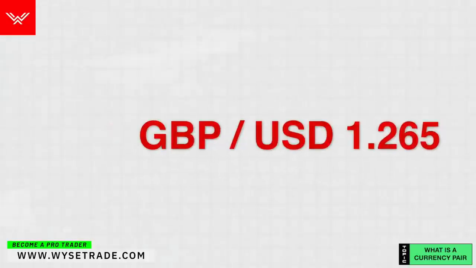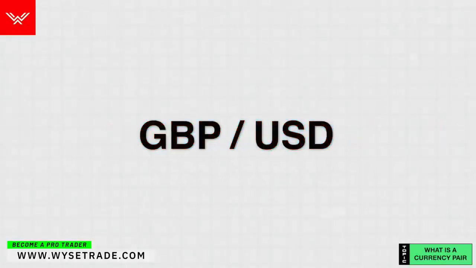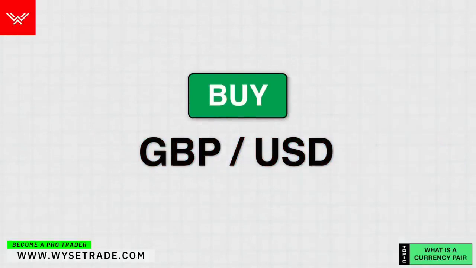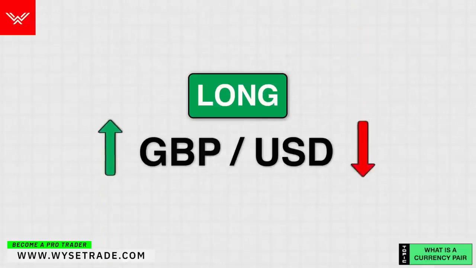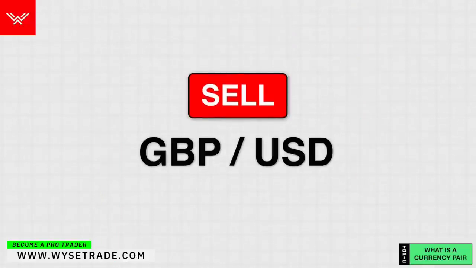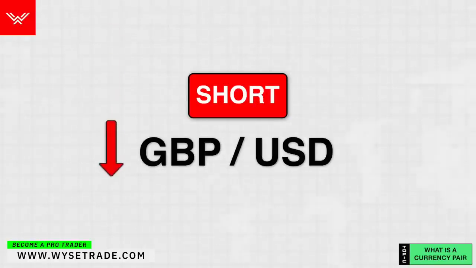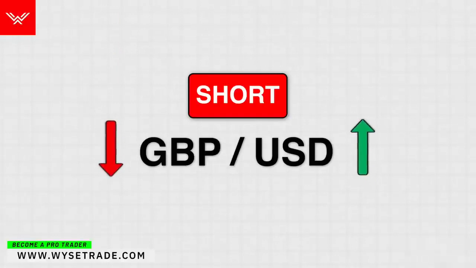So here's what happens when you actually trade currency pairs. When you buy a currency pair like the pound-dollar, or when you go long on the pound-dollar, you're expecting the pound to appreciate while the dollar depreciates. When you sell a currency pair like the pound-dollar, or when you go short on the pound-dollar, you're expecting the pound to depreciate while the dollar appreciates.